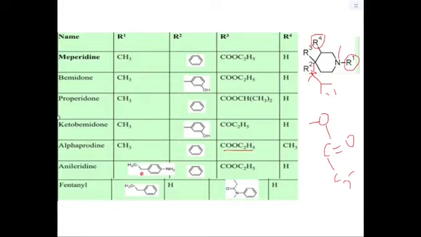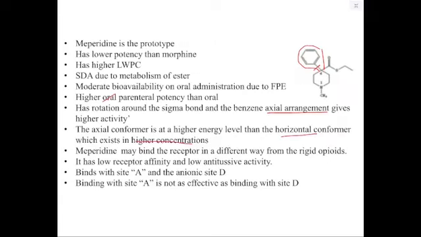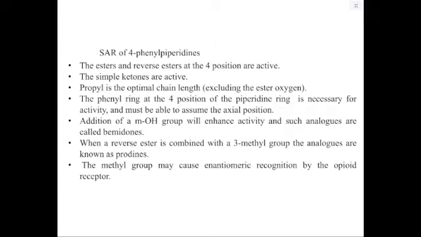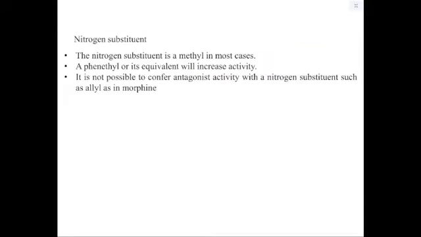So of course, we are saying that this group here is usually a methyl group, but you can see it can change. It has been different in anileridine. It is different also in fentanyl with retention of activity. Again, whenever we say something, we like giving examples. So that is just what we are saying, that indeed it is usually a methyl group, as in meperidine, ketobemidone, and so on, but it can be changed with retention of activity. A phenethyl or its equivalent will increase activity.